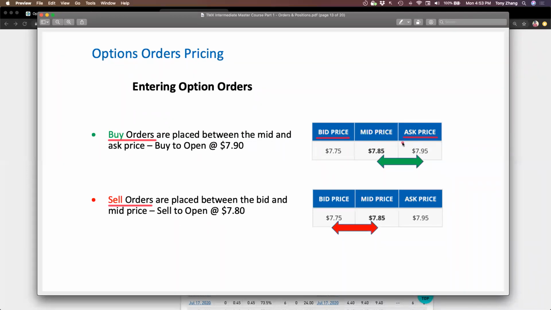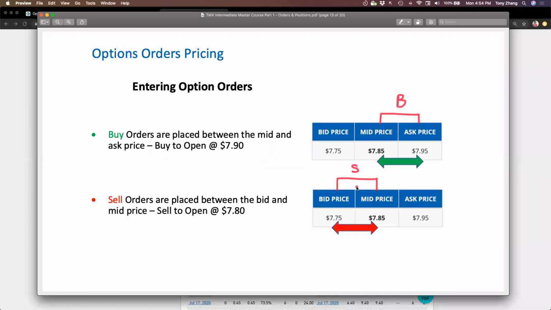Now, when you buy, you need to place an order in between the mid price and the asking price. So if you're buying, you always want to be placing your order somewhere between the mid price and the asking price. If you're selling, you want to place your order somewhere in between the mid price and the bid price. It's important to remember that, especially if you're brand new, because you're thinking, well, these are two prices. Where do I place my order? You always want to make sure that when you're buying, you're placing it between the mid price and the asking price. When you're selling, you want to place it between the bid price and the mid price.